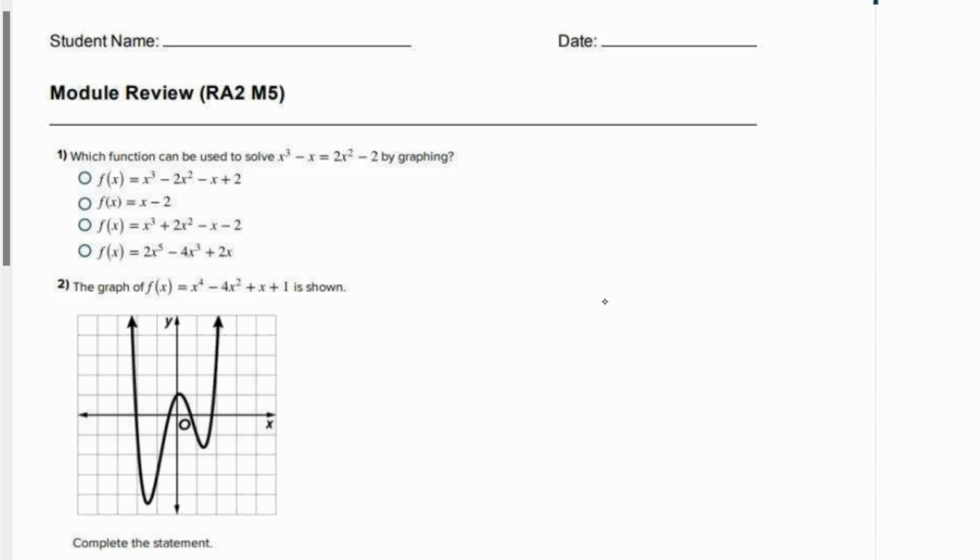First example, looking at the review for chapter 3, we're asked to figure out which functions are used to solve this by graphing. So one thing I could do is separate them, make this y1 and make this y2. But here I notice the answers are just one function alone by itself. So that probably lets me know, since they're just using one, they're probably setting one side equal to 0.